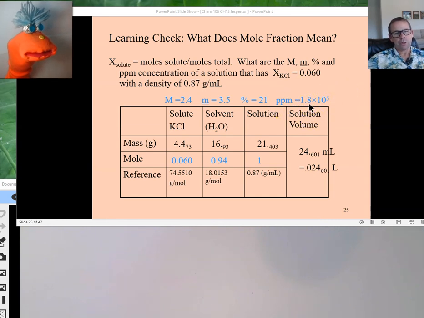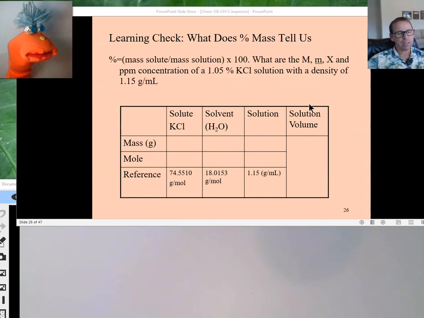So, very good. Here's one now, and I'd like you guys to try to, from start to beginning, given the mass percent of 1.05% KCl, try to identify what you think that means. Again, what do you think, Fred? Well, it's 1.05 grams of solute for every 100 grams of solution. Very good. So I can put in here 100 grams of solution and my 1.05 grams of KCl, right? Know where that goes. From that, you can get moles of KCl.